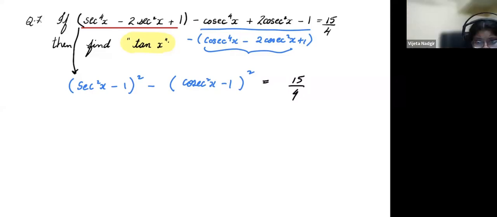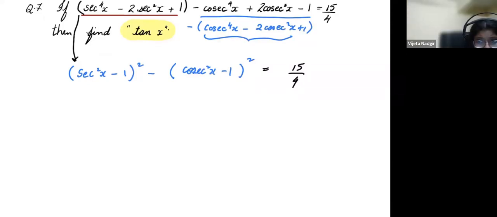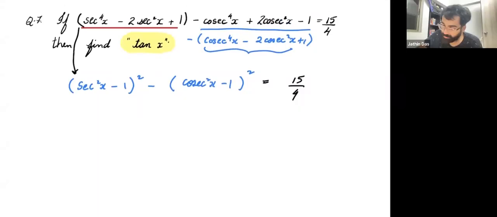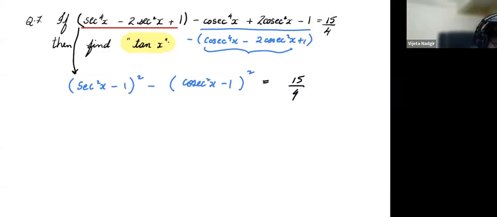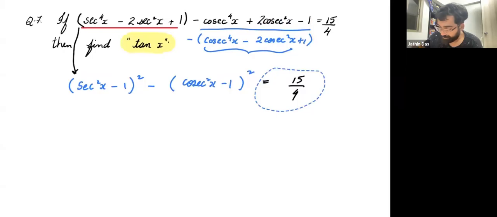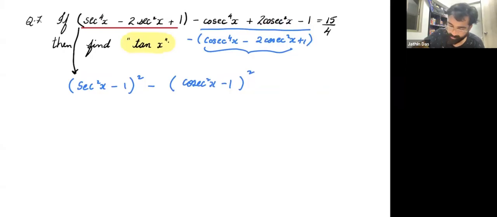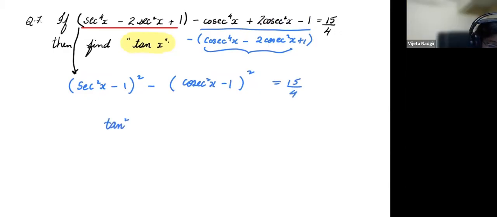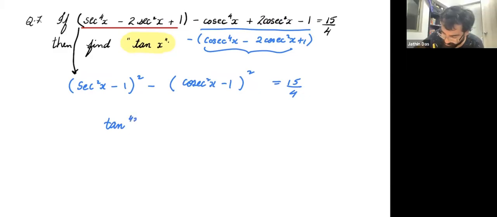So how will you get 15 by 4 from that? It's already given: minus is equal to 16 by 4. Oh, okay. That is given. This one, can I write it as tan square and cot square? Yeah. So it will become tan raised to 4x minus cot raised to 4x is equal to minus 15 by 4.